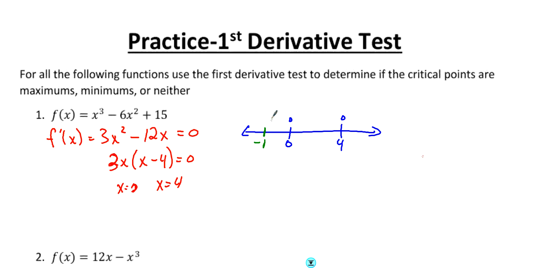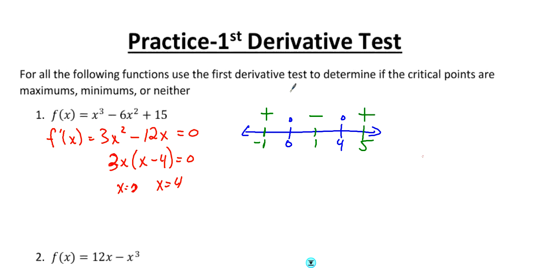If the derivative is positive, that means my function is increasing. If it's negative, it means my function is decreasing. So when I plug -1 in, I get a negative times a negative here, which is positive. When I plug in +1, I get a positive times a negative, which is negative. On this side, I plug in 5, which is positive times positive, which is positive.